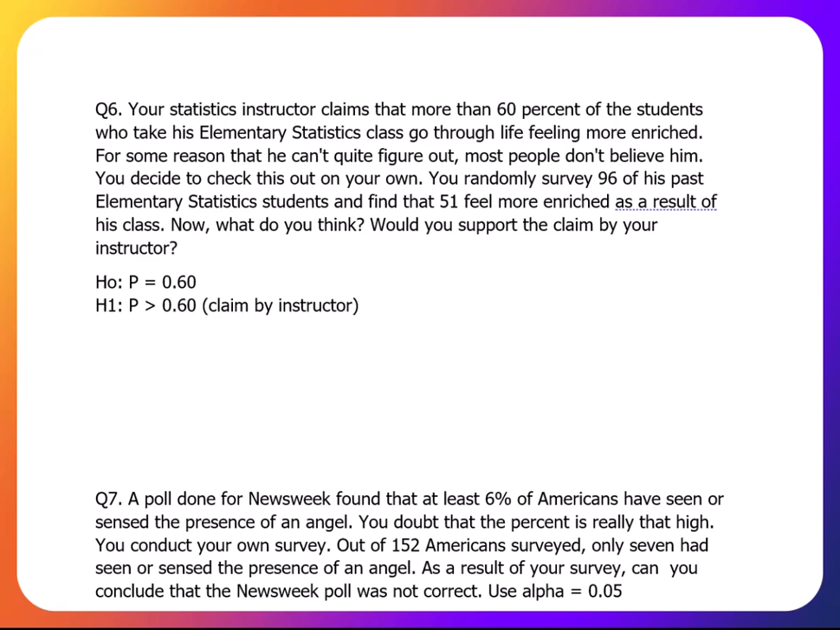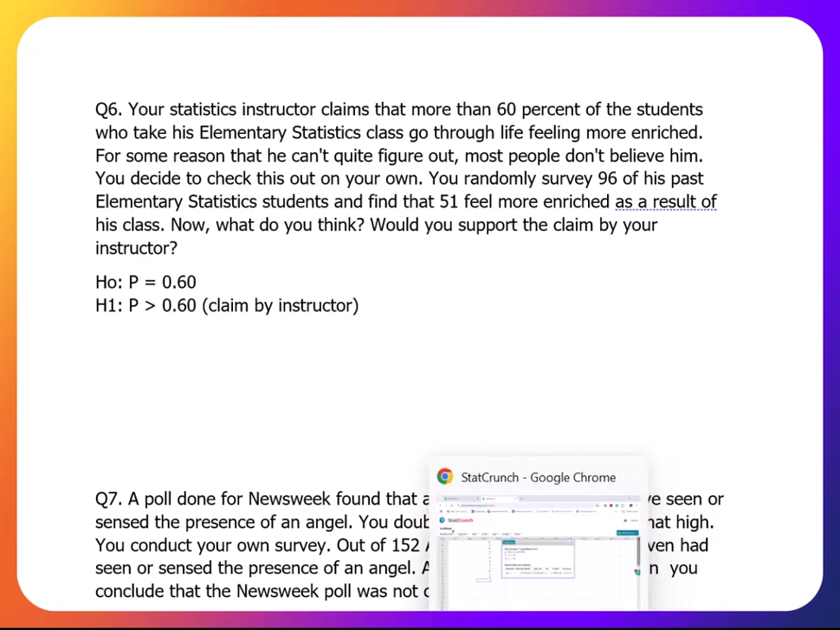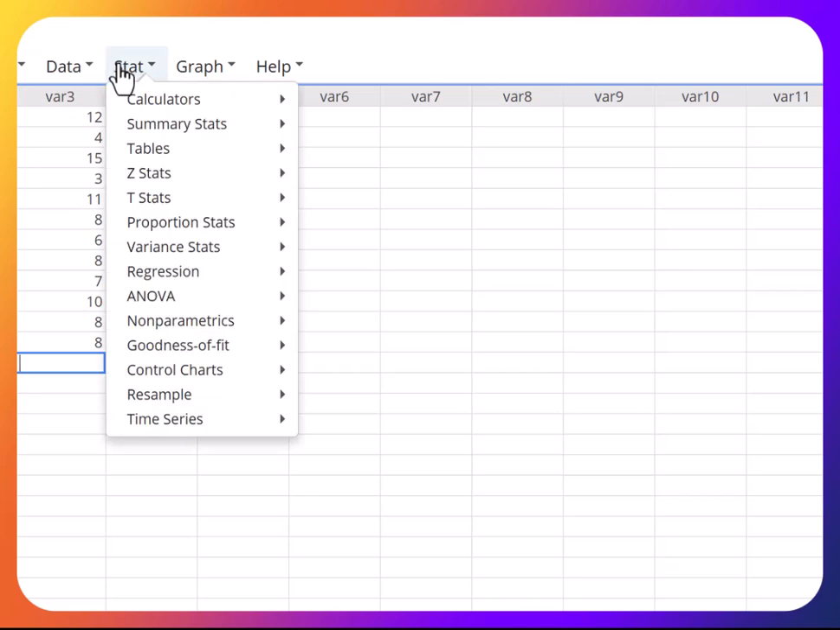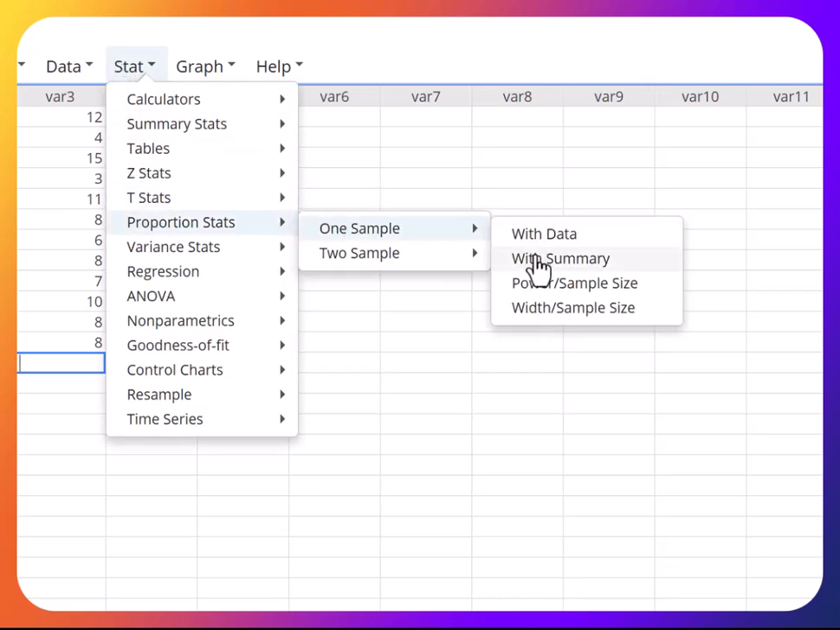So this is how you state the claim, guys. p is greater than 60%. That's the claim by the instructor. And you know it should be the equal sign here. And what is this going to be? A proportion stat. So I'm going to show you how to perform the test. Let's close this one. So we go to Stat, Proportion Stat, One Sample, With Summary.